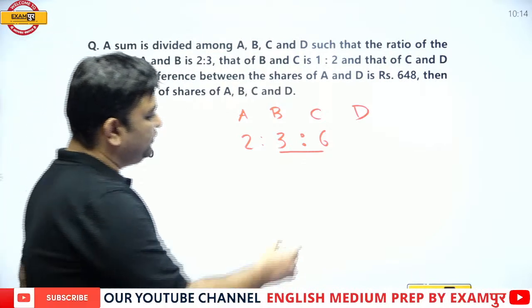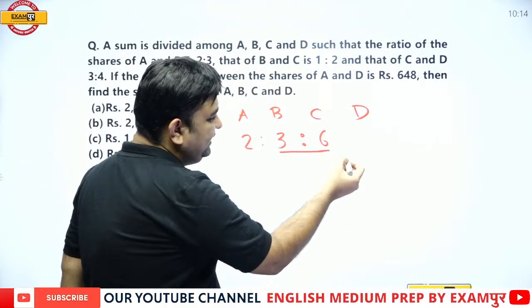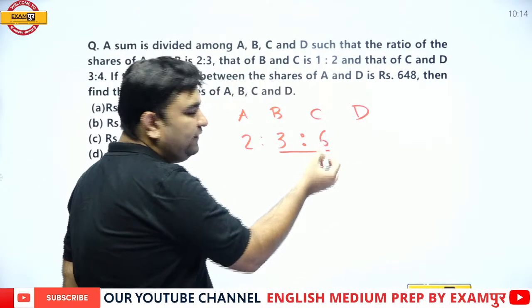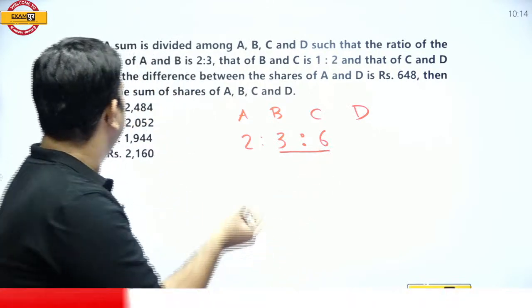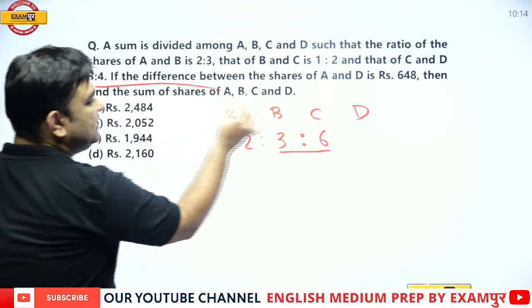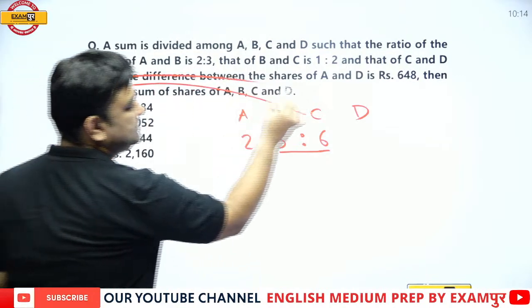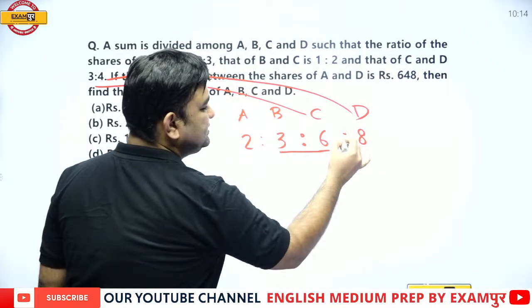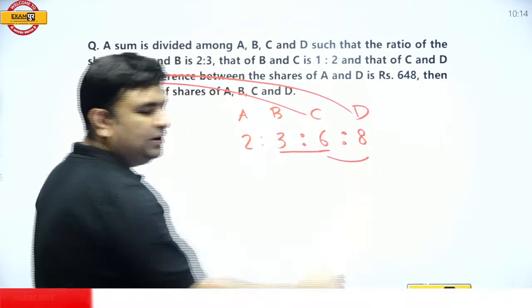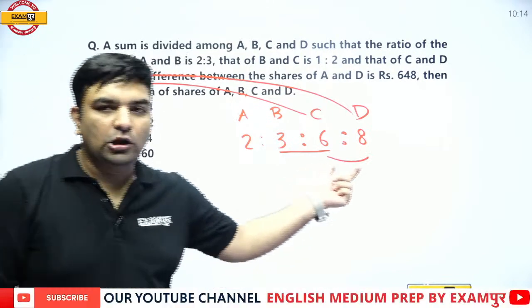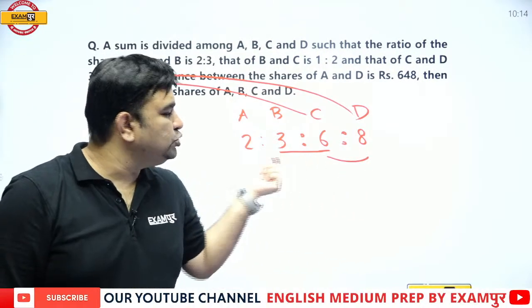C and D 3:4. If 3 we have already taken as 6, then 4 should be 8. They are also maintaining 3:4, 1:2, 2:3.